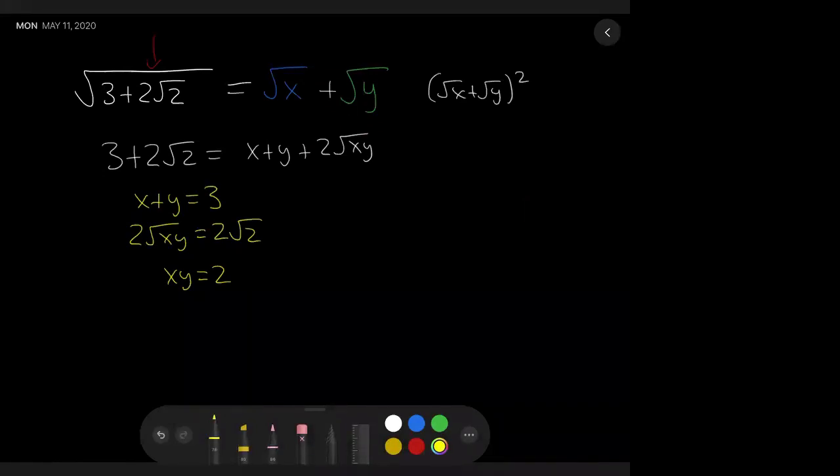So now we have x plus y equals 3, xy equals 2. What can we do here? Well, this is going to be another algebraic manipulation. We can change y into 3 minus x.